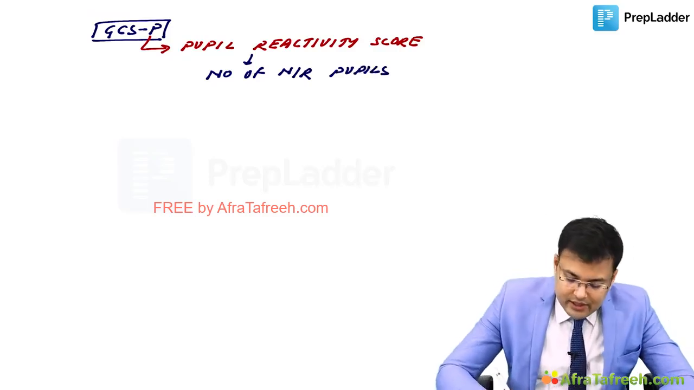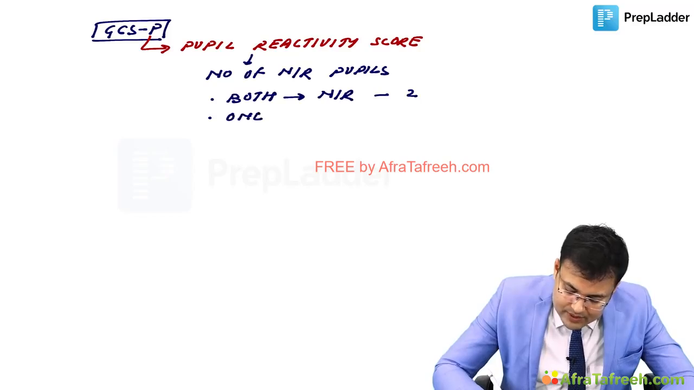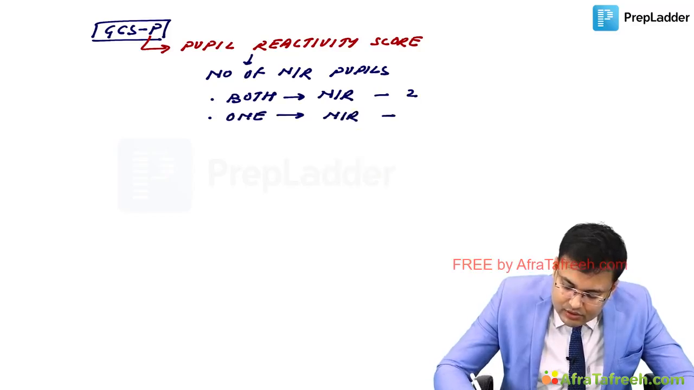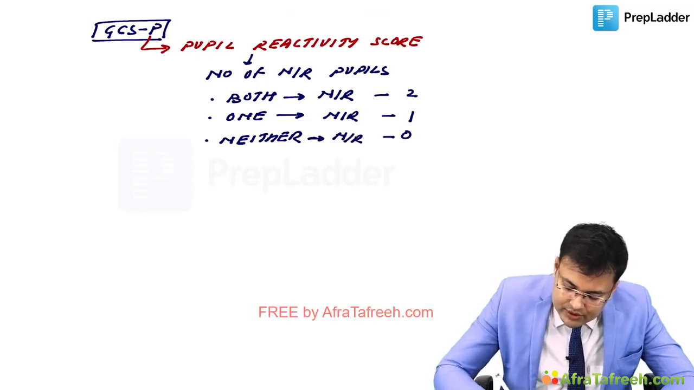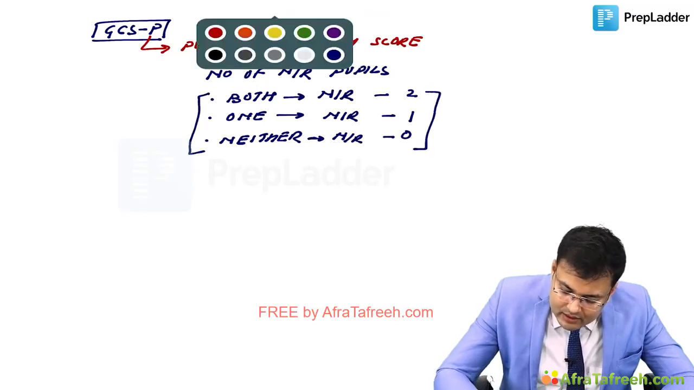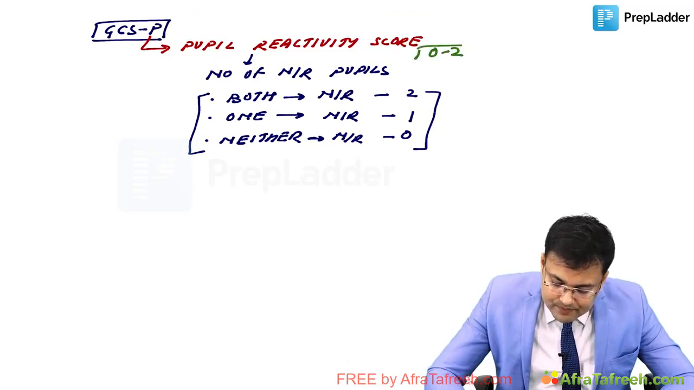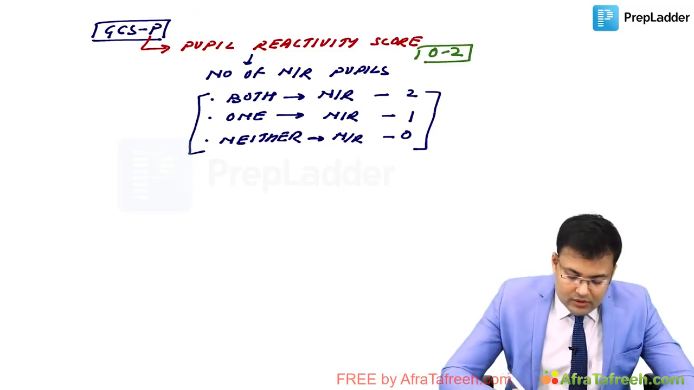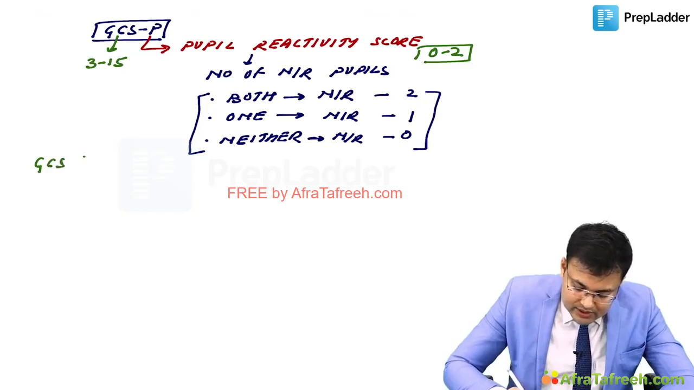So imagine if both pupils are non-reactive, how much is the score? 2. If only one pupil is non-reactive, how much is the score? 1. And if neither pupil is non-reactive, how much is the score? Score 0. It means the pupil reactivity score, PRS, varies from 0 to 2. Simple. So what is the score of GCS? We discussed it is 3 to 15. So the GCS score maximum is 15, minimum is 3.